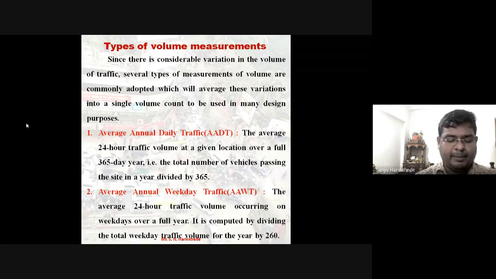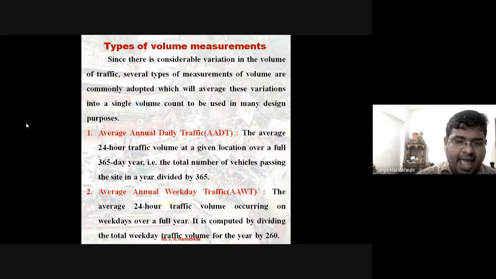Suppose we take one example in Mohagaon, that is nearby your college. If in 365 days there are 5 lakh vehicles per year moving through that particular point, we can divide to calculate the annual average daily traffic, AADT. It is total 5 lakh divided by 365. That is per day traffic counted there.